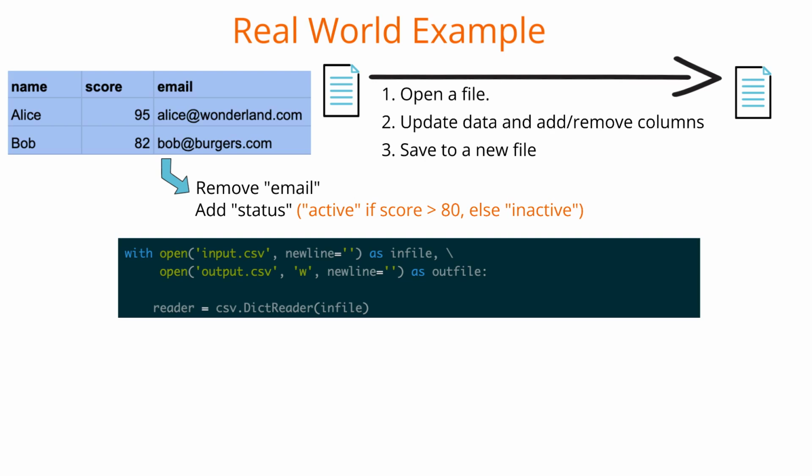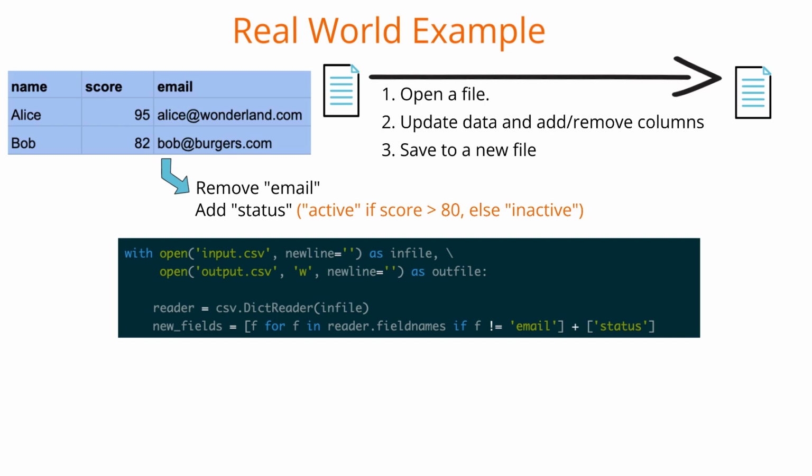But what if the source file has a lot of columns? We probably don't want to waste time hard-coding 50 columns. So instead, we can use a list comprehension to get all the existing field names from our source file using reader.fieldnames. We can also exclude the email column while we create our list comprehension. And lastly, we add a new status field name. So now we've got the field names for our new CSV file, which includes all of the previous columns except for email, plus an extra status column.